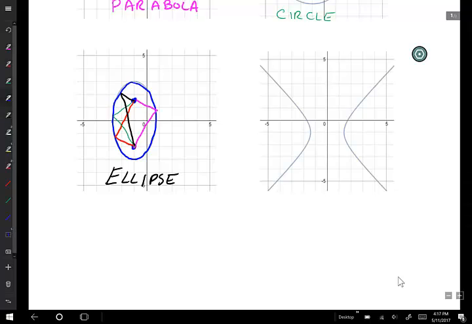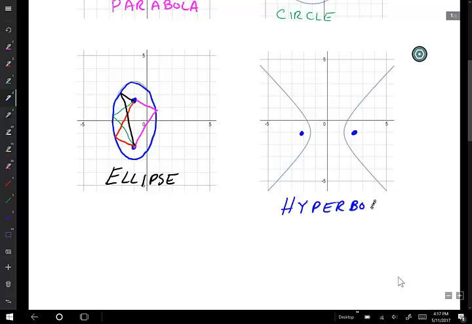And then our last one over here is called a hyperbola. It also has focus points, but the hyperbola characteristics are a little bit different: the difference of the distances is a constant, versus the ellipse, where the sum of the distances is a constant. And when I say the difference of the distances, I just mean that minus that.